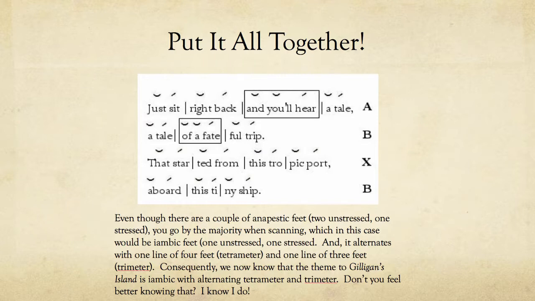But overall, even though there are a couple of anapestic feet that are squared here, by the majority of what you have scanned, you can see that it is an alternating rhyme with one line of 4 feet, which is tetrameter, and one line of 3 feet, which is trimeter. So it's iambic, but alternating tetrameter, trimeter. It's, I guess, a very complicated tune, even though we thought it was very simple. And I'm sure we all feel better knowing this, because I know I do.